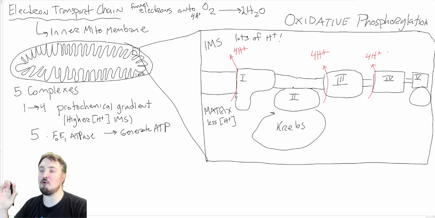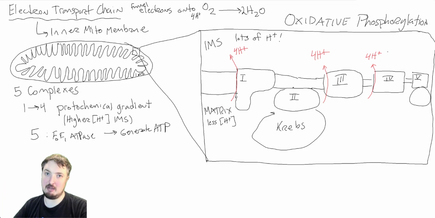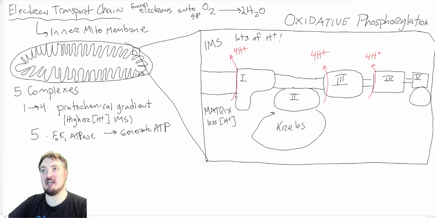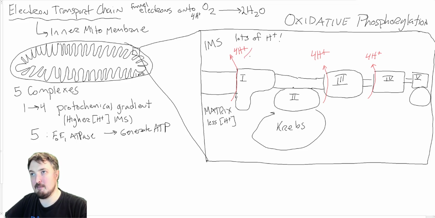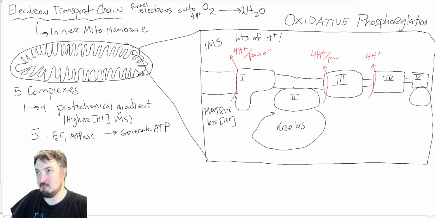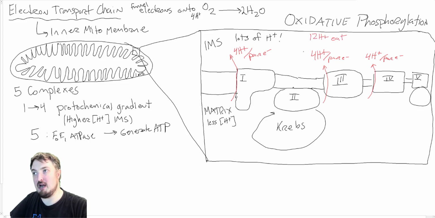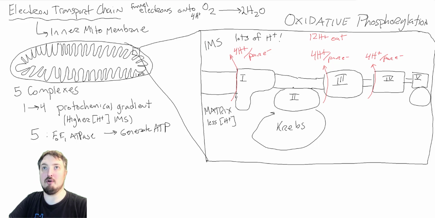Now 3 and 4 get a little bit complicated. Really 3 is the complicated one. But what you should understand is that every time we finish an entire round of the electron transport chain per pair of electrons, we're pumping 12 protons out. So for every pair of electrons, we're pumping protons.